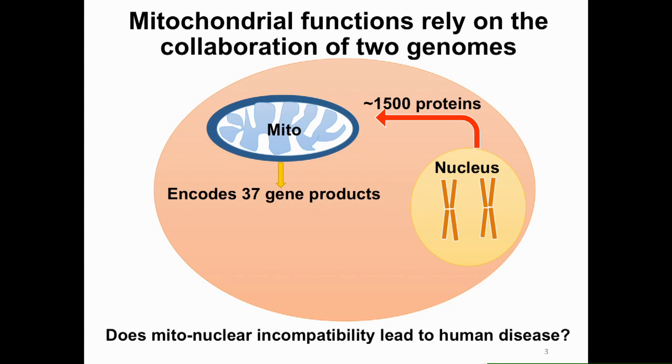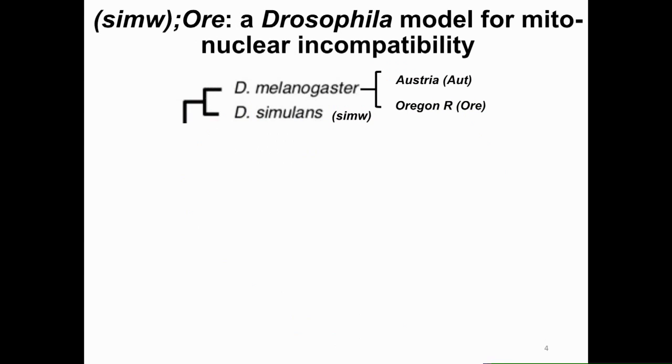Whether mito-nuclear incompatibility can lead to any human disease is still not clear in humans. Today, I'm going to introduce you to a Drosophila mito-nuclear incompatible model. These flies were initially created by our collaborator, Dr. Christine Montus, and her colleagues when she was working in David Rand's lab.